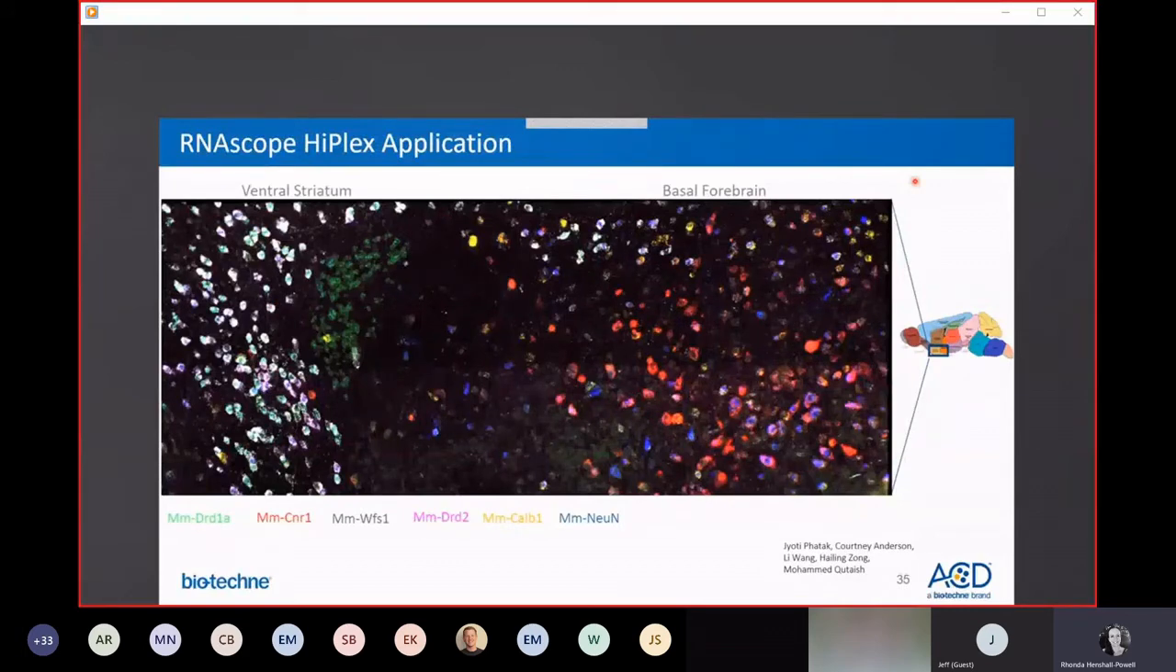HiPlex is being used in other areas of research as well, not just mouse brain. Off the top of my head, researchers at Duke, for instance, are using HiPlex to study the tumor microenvironment, developing panels of genes that might be used to stratify patients for treatment or even used prognostically. So it's an interesting bunch of research that is coming out with the HiPlex.